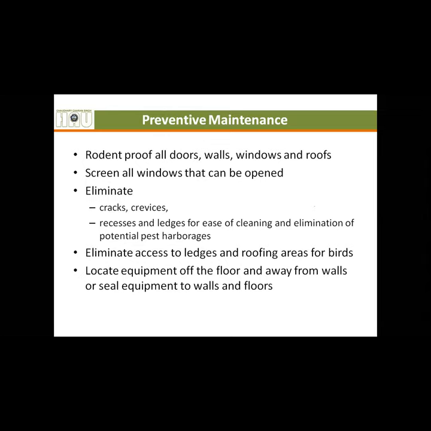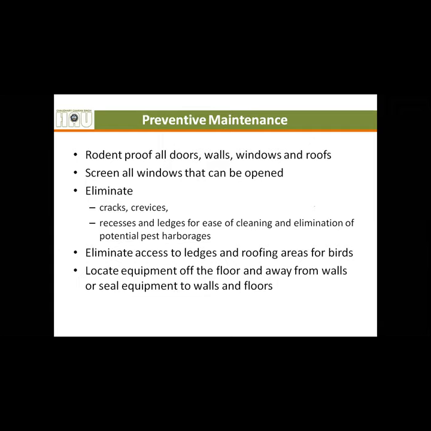Another is we have to focus on preventive maintenance, like rodent-proofing all doors and walls. We have to check all those on a regular basis. We have to screen all windows which can be opened, or if you don't want to open those windows, then fix the glass so that nothing can enter. We should eliminate cracks and crevices, and seal the recesses and glazes for ease of cleaning and elimination of potential pest harborages.